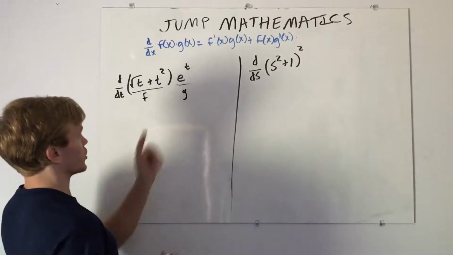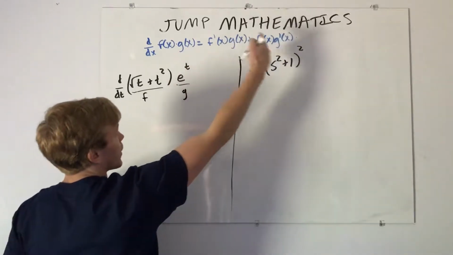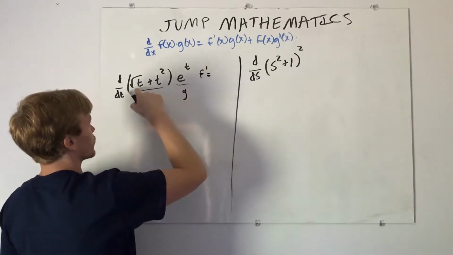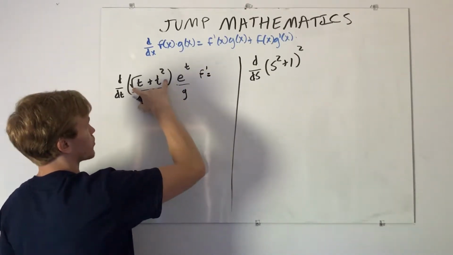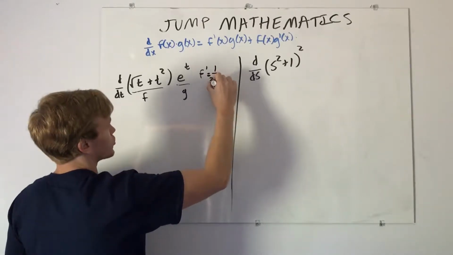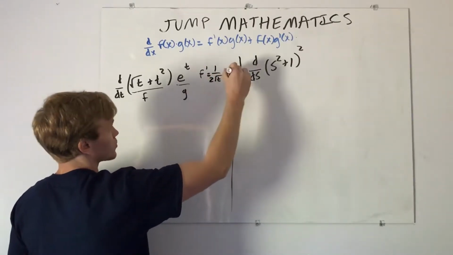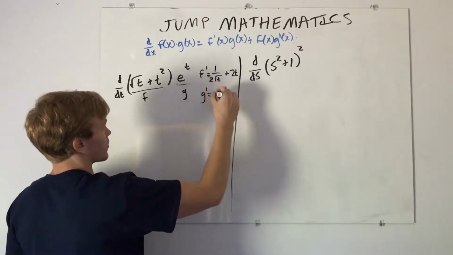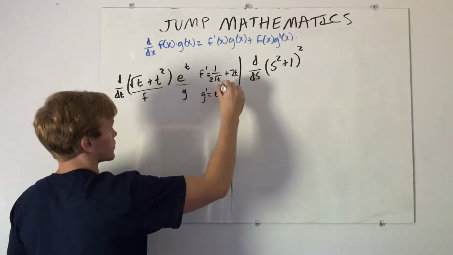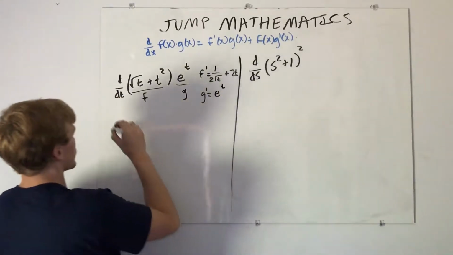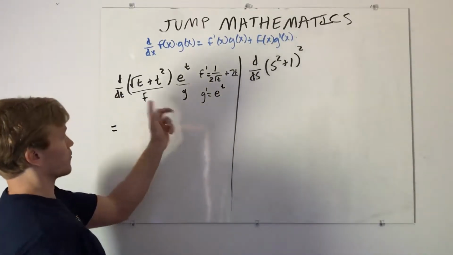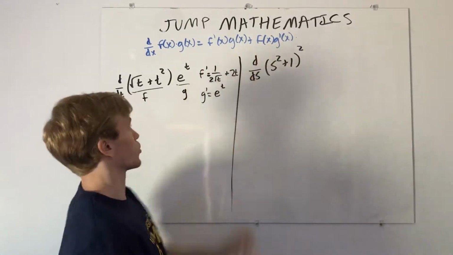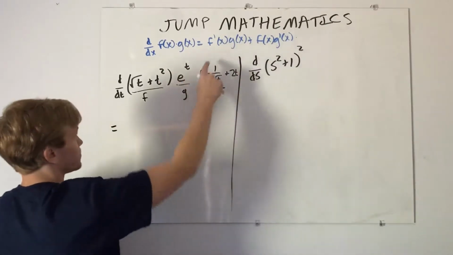If we know what f and g are, then we can compute f prime and g prime, which are both required. F prime, we've calculated the derivative of functions like this before: 1 over 2 root t plus 2t. And g prime, we saw the derivative of e to the t is, again, e to the t. So now that we have f prime and g prime, which are each of the four functions required, we're just going to plug those in here.